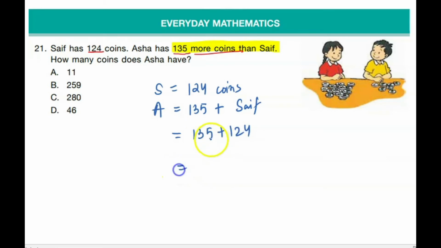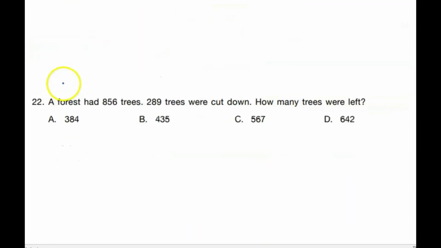Let's add them up. 5 plus 4 is 9. 3 plus 2 is 5. 1 plus 1 is 2. 259 coins Asha is having. Question number 22.